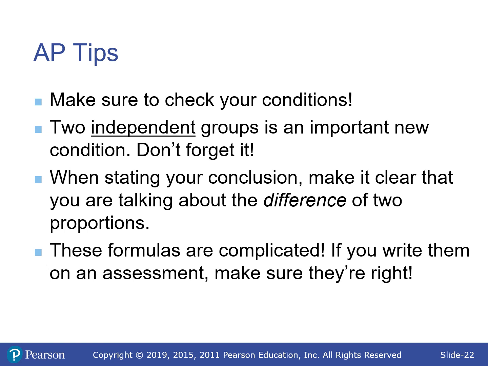AP tips. Check your conditions. The two independent groups is an important new condition. When stating your conclusion, make clear that you're talking about the difference of the two proportions. And the formulas are complicated. If you write them on an assessment, make sure that they are right. Make sure that you copy them down. Better yet, don't write them on the assessment. Use the name. Two proportion z interval. Two proportion z test. I would use those.